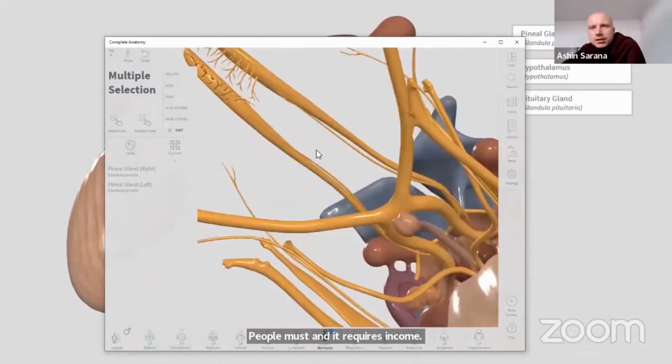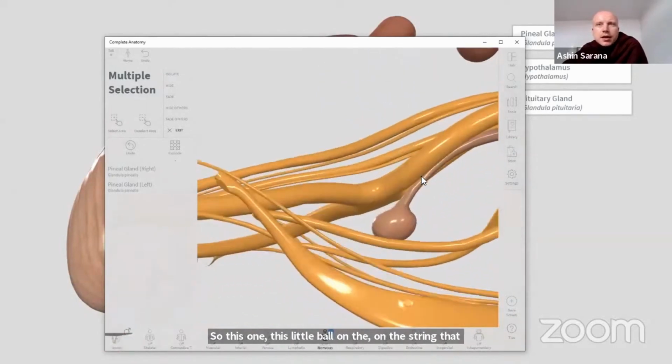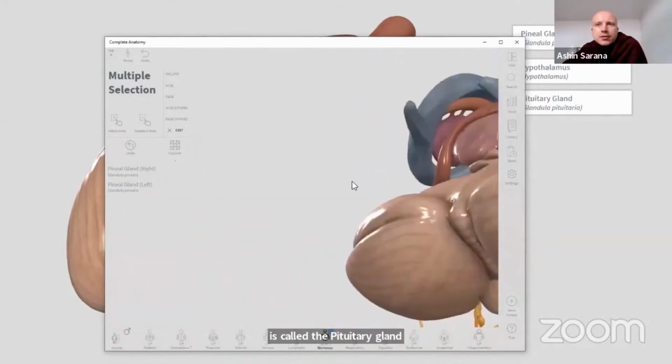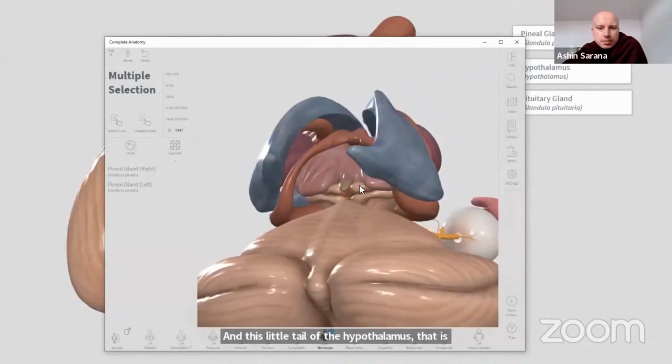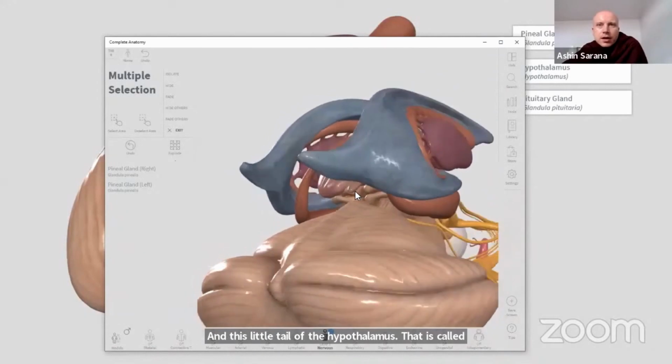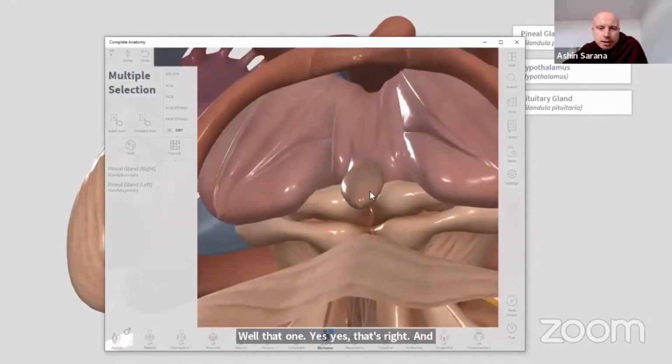So this one, this little ball on the string, that is called the pituitary gland, and this little tail of the hypothalamus, that is called the well, that one, yes, that's right. And this one, the tail, is called pineal gland.